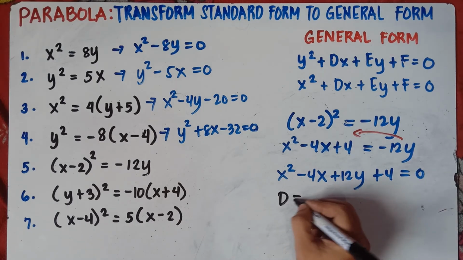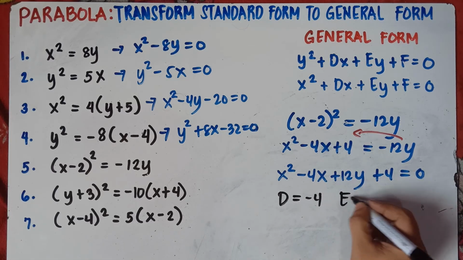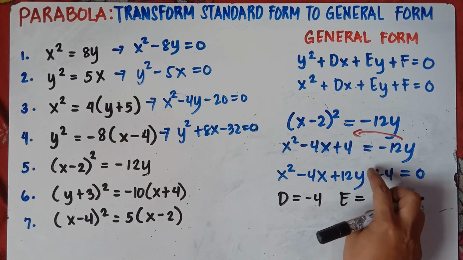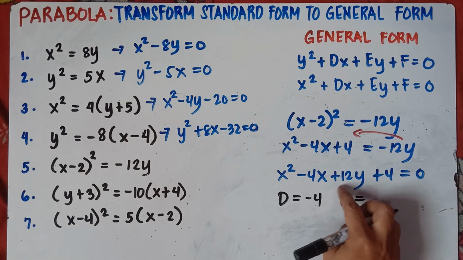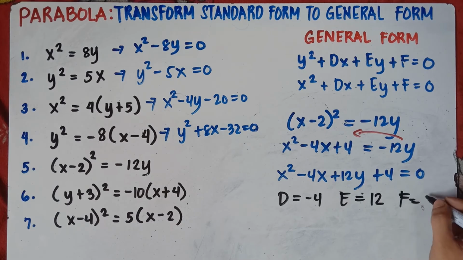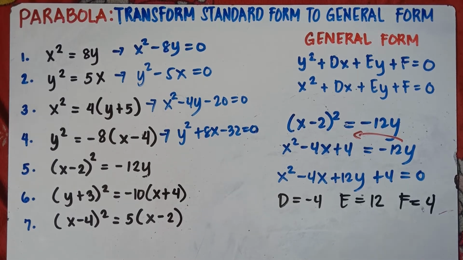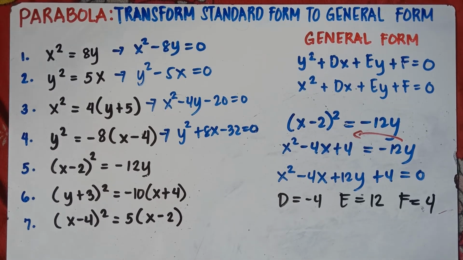So our D is beside x. That would be negative 4. Our E is beside y with an exponent of 1. The exponent of y, class, is 1. So our E is beside y. That would be 12. And our F is 4. Positive 4. That's it, class. That's the answer for number 5. Quite easy, right? For number 5.